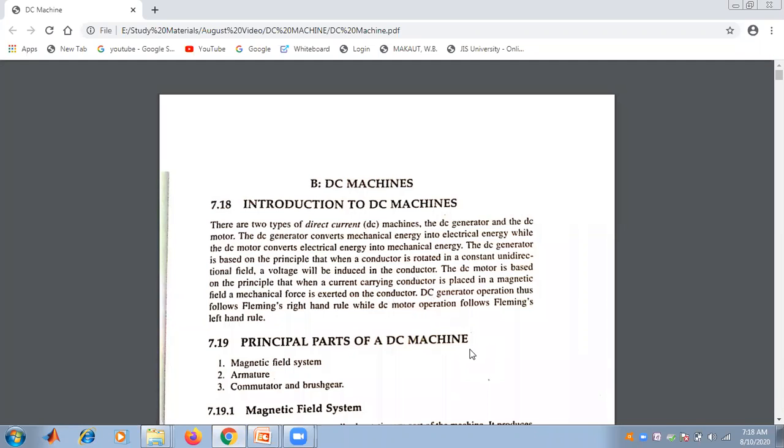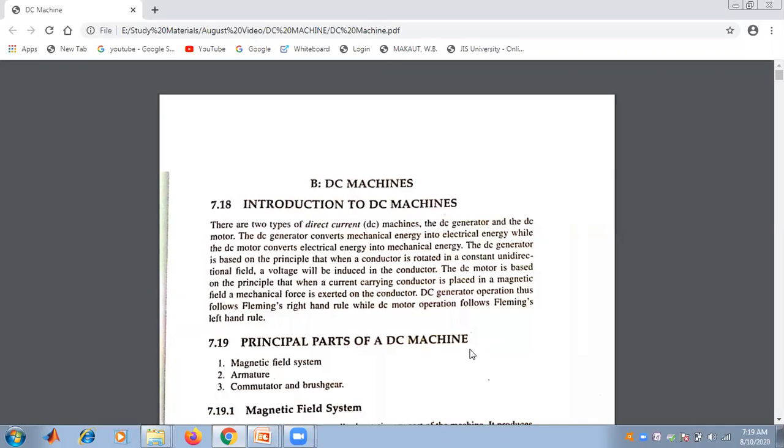So, introduction to DC machines. There are two types of DC, or direct current, machines. One is the DC generator and another is the DC motor. The DC generator converts mechanical energy into electrical energy, while the DC motor converts electrical energy into mechanical energy.